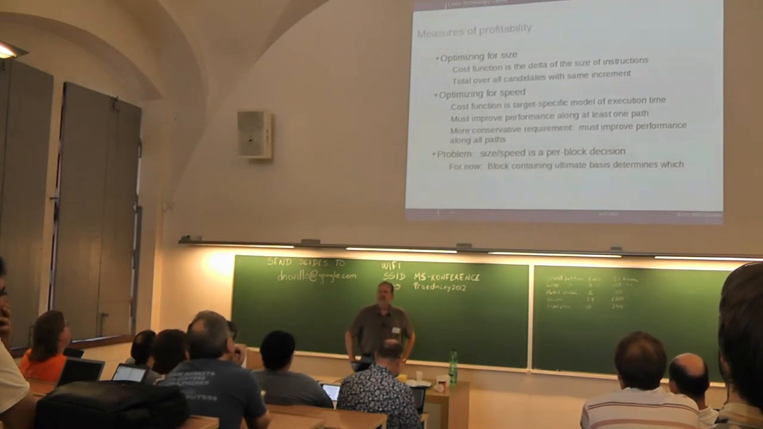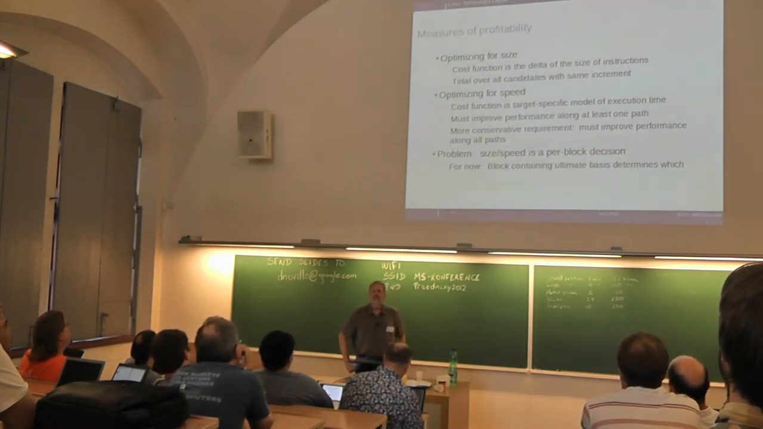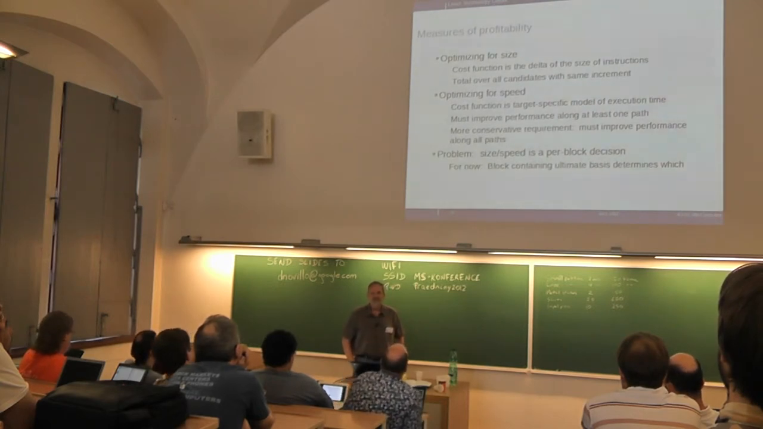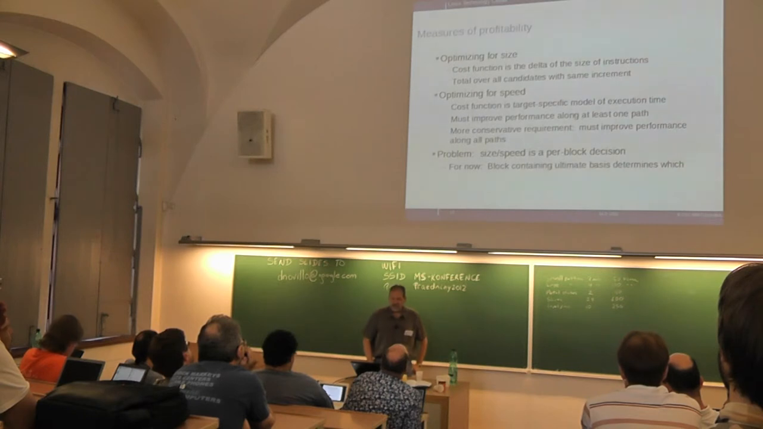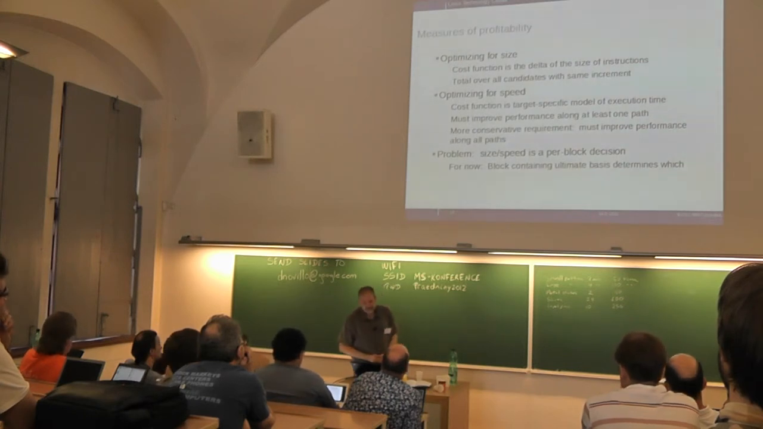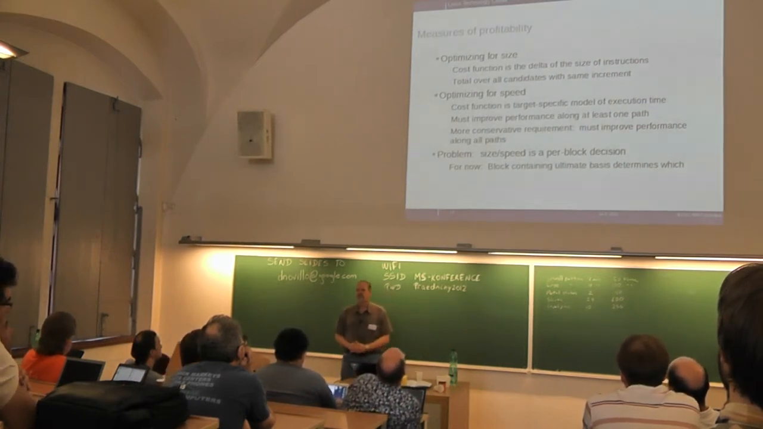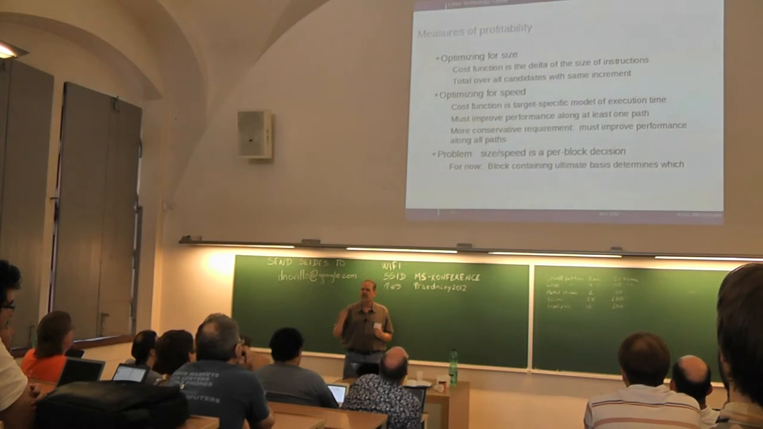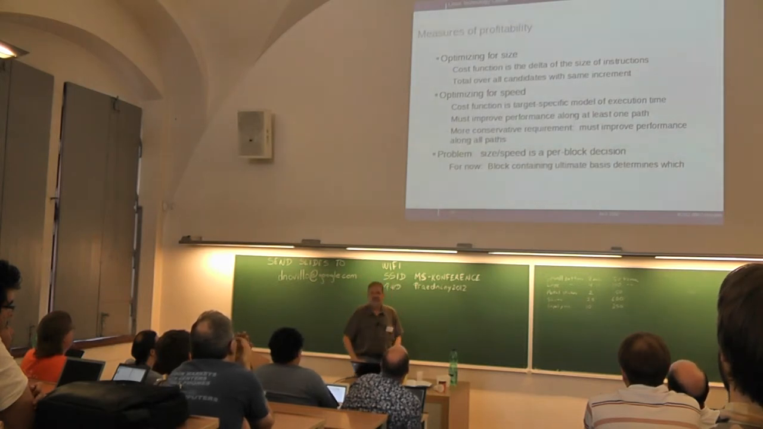So what do we mean by profitability now? Depends on what you're doing. Are you optimizing for size or are you optimizing for speed? If you're optimizing for size, everything is simple. You just want to say, well, what's the total number of instructions that we have left after we make this change? Is it more or less than we have to start with? Optimizing for speed is not so simple because you might improve things along one path. You might make things slightly worse along another path. So you need to have some sort of policy in that case.